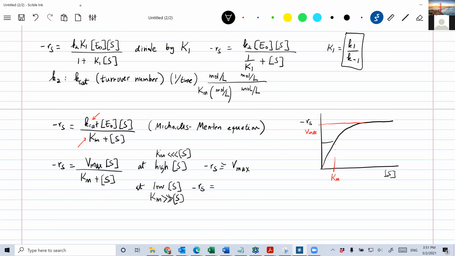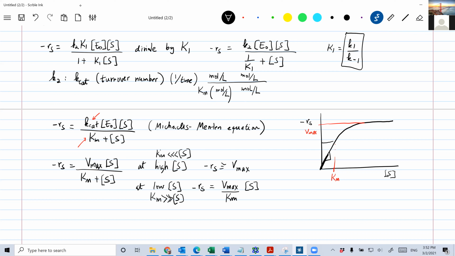If you do that, you can determine it is first order with substrate, where the slope is Vmax over Km, and it's linear in the region of very small substrate concentration. So yeah, this is the manipulation of the Michaelis-Menten equation.